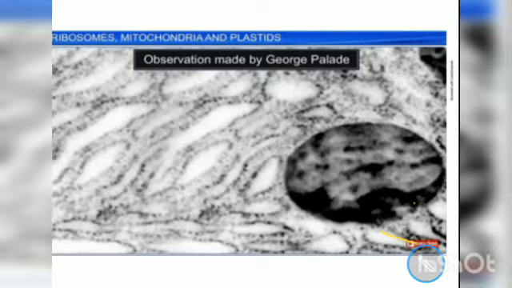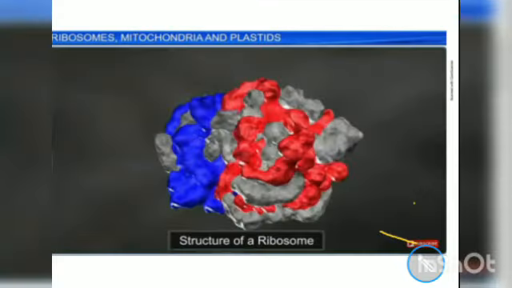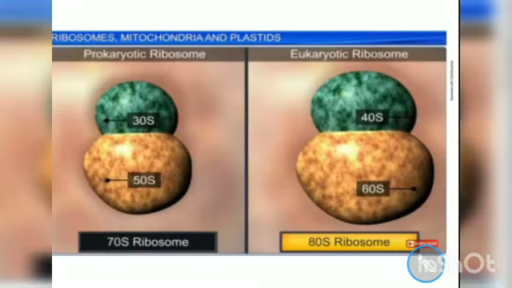Okay, now you can see the structure of the ribosome. Generally the ribosome contains RNA, this one is the structure of the RNA, and certain kinds of protein. Here these are proteins and these are another group of proteins, and together they form the ribosome. As you know, prokaryotes have the 70S type of ribosome. Eukaryotes have the 80S type of ribosome.